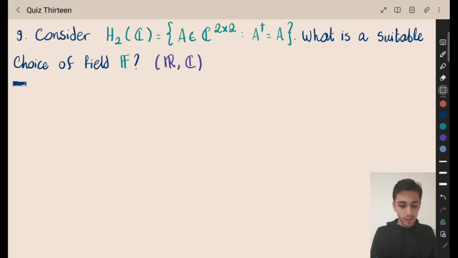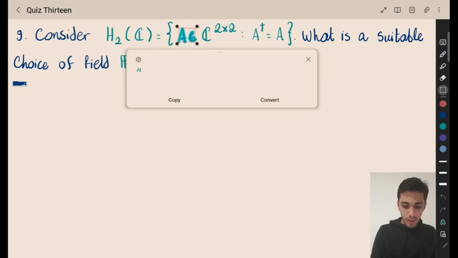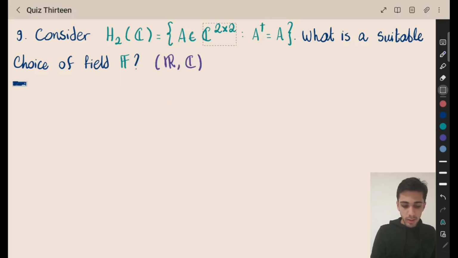First off, how do we read this? We read this as A in C 2 times 2. This means it is a 2 times 2 matrix with coefficients or entries from C, such that A dagger, this is called dagger, looks like a dagger, like a sword, is equal to A. The question is regarding a certain choice of field, but let's leave that for a moment. What does it mean for A dagger to be equal to A?